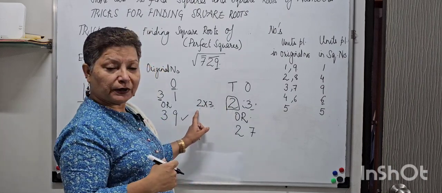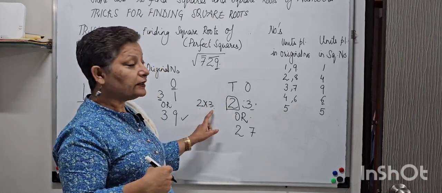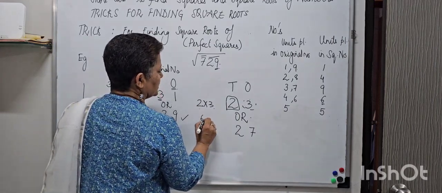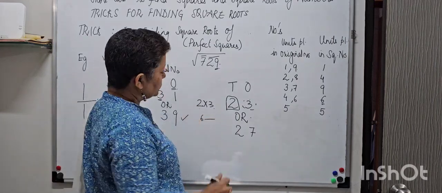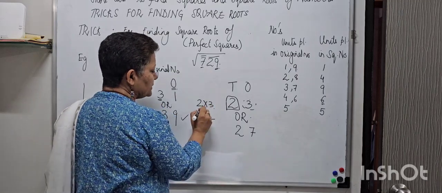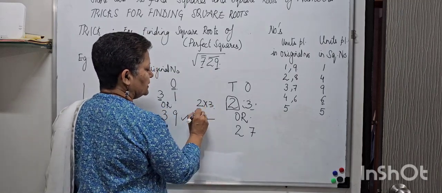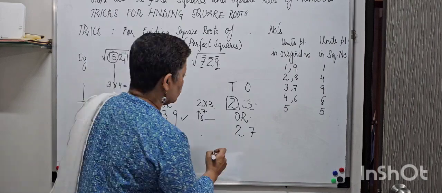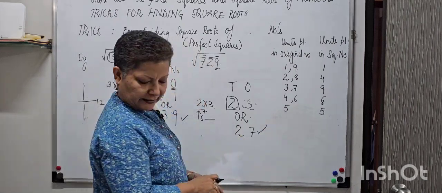Here, since my number is 2, the consecutive number after that is 3. So 2 into 3 is 6. Now 6 is my halfway mark. So is my 7 above 6 or below 6? It is above 6, so it's going to be the bigger number. So this is my correct number.